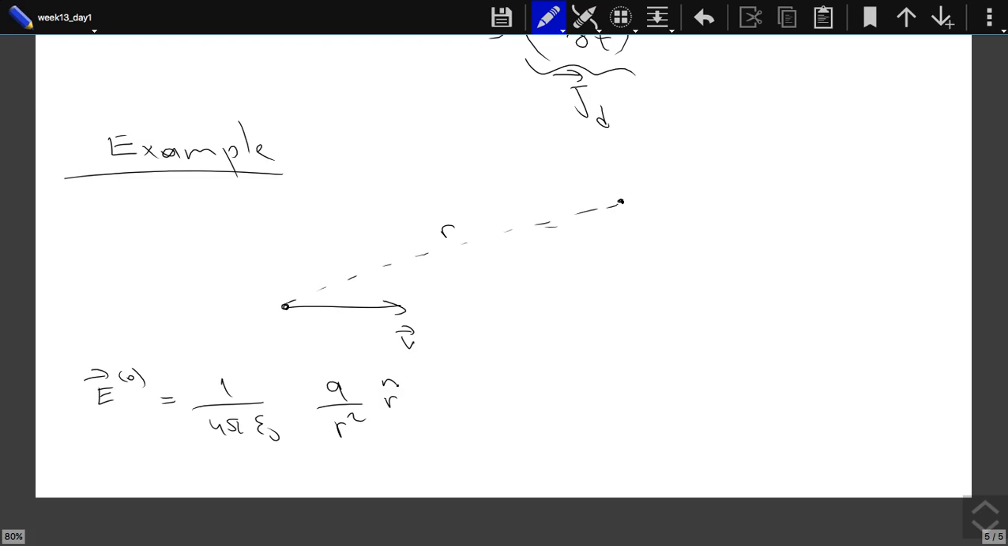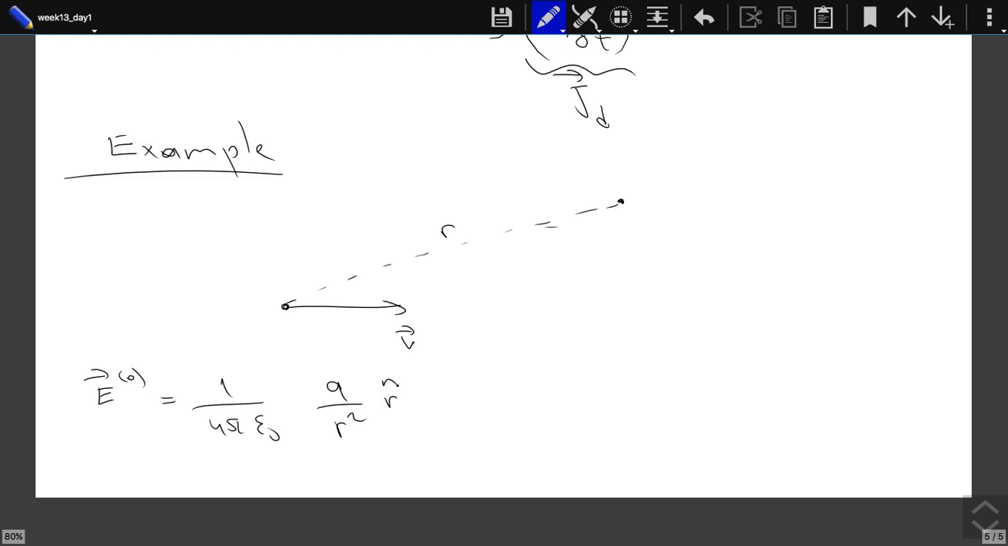Now the problem is, we derived this expression assuming electrostatics. Now we have a magnetostatic problem. No, not an electrodynamic problem. Things are changing in time. So we don't really know whether this will be true or not anymore.